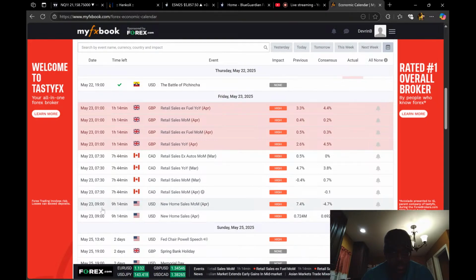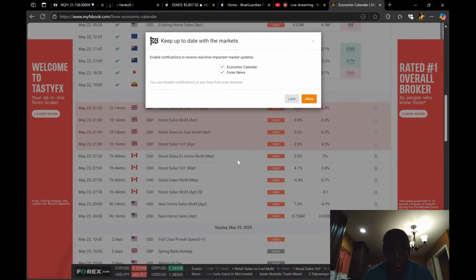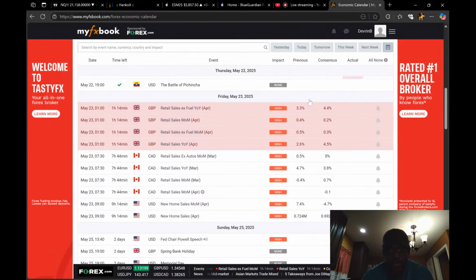Okay. So 9 o'clock we have new home sales. High. And I only look for high impact folders. All right. And I put none on. That's like it shows holidays and events. But as far as the news go, only look for high impact folders. Those other ones are pretty much just a waste of time. All right, so tomorrow at 9, we have new home sales month over month of April, and then new home sales. All right, so that's at 9 a.m.